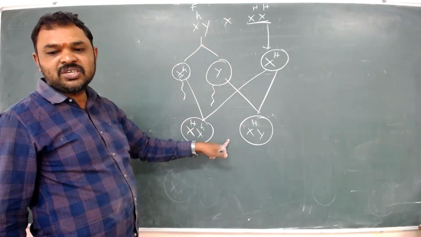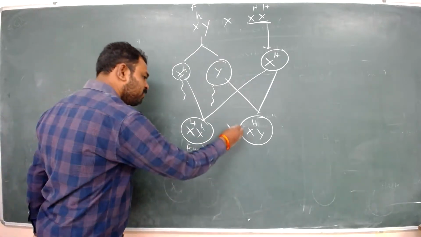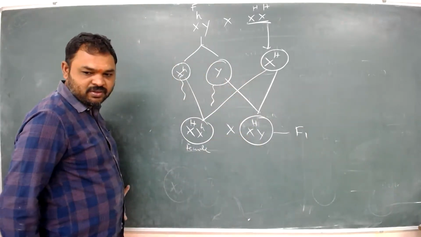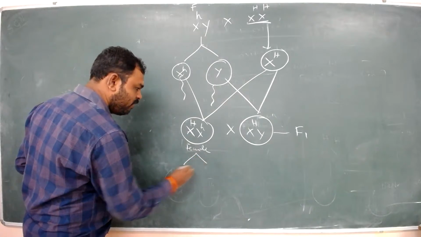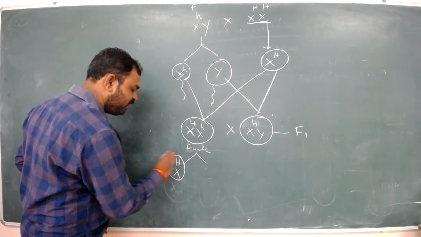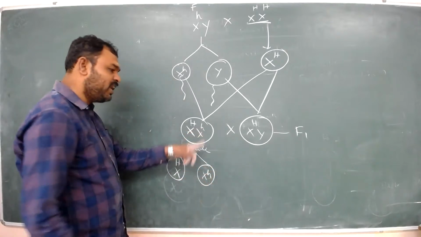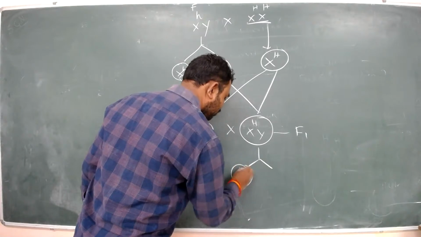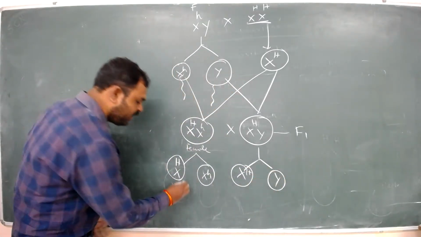What is the F1 generation? All are normal, there is no problem. Again, a cross is made between F1. What will be the result? There are two types of ova: 50% with the normal X chromosome, 50% with the hemophilia X chromosome. And the sperms: the X chromosome is normal, and the Y chromosome is also normal. Now you can make a cross.